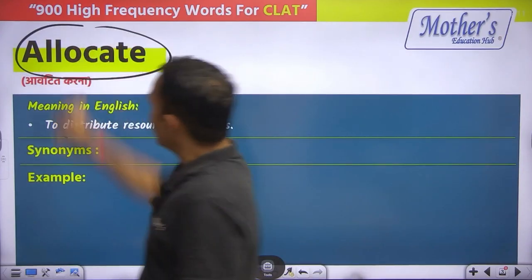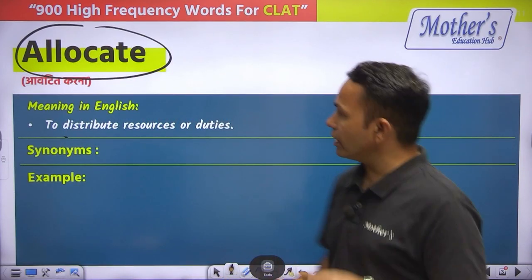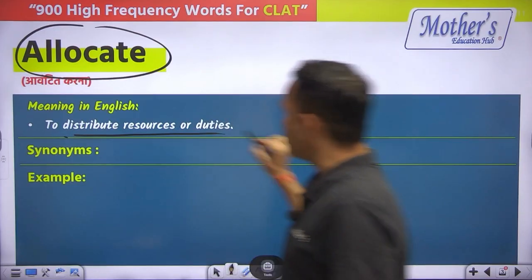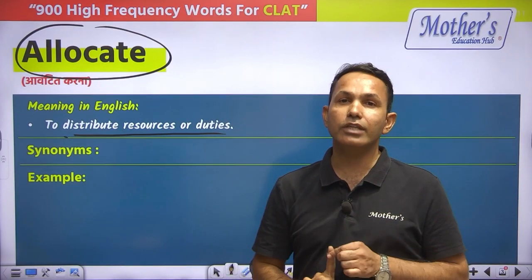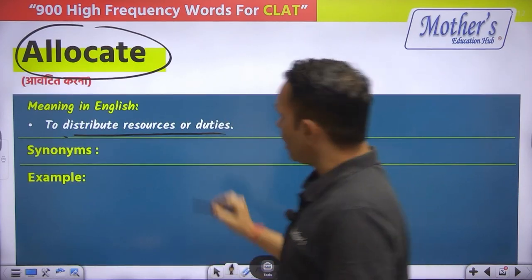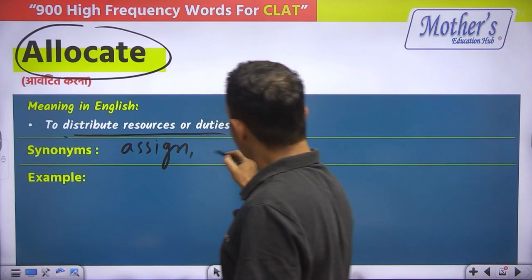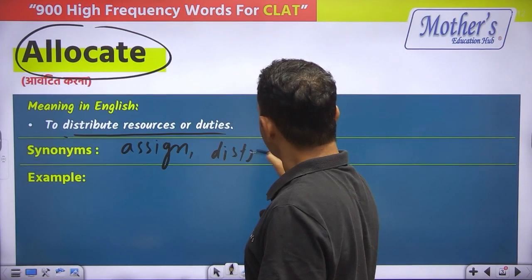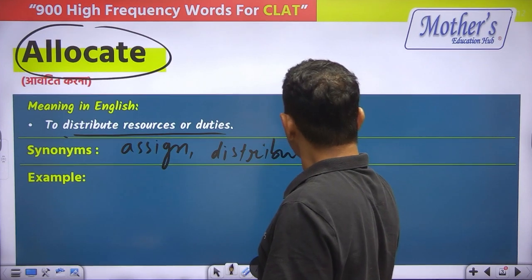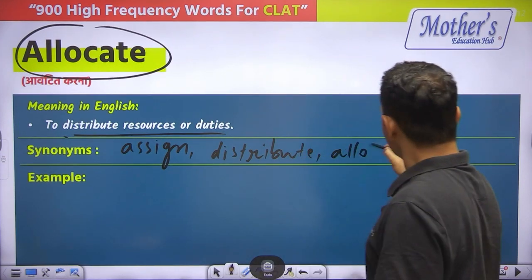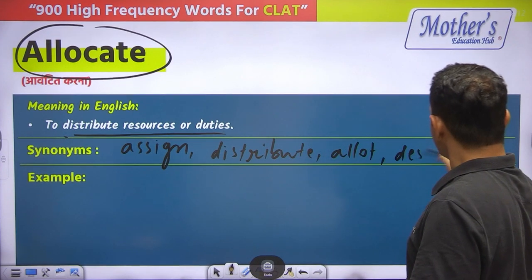Can you guess the meaning of allocate? Students, allocate means to distribute resources or duties. Similar words are assign, distribute, allot, and designate.